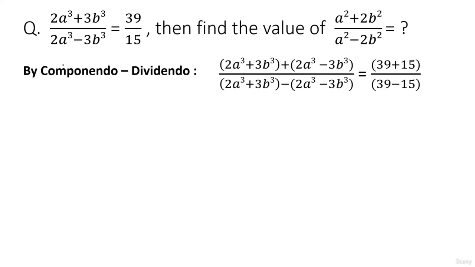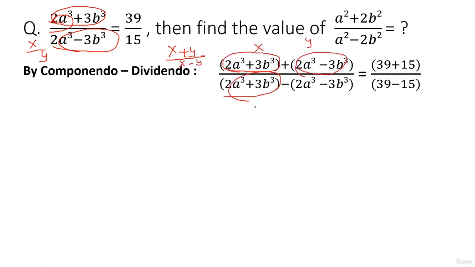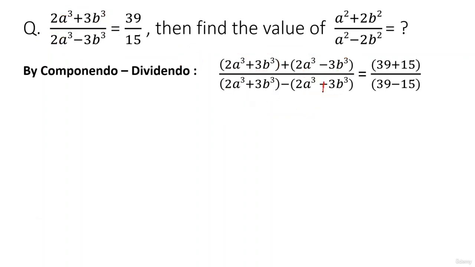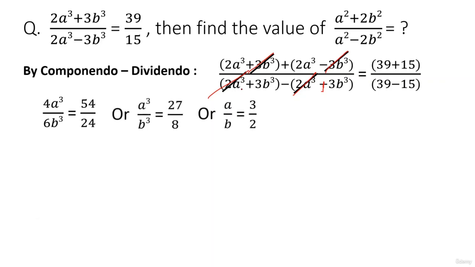So the first term you can assume as x, the upper term, and the lower term is y. X upon y is 39 by 15. By componendo dividendo, what I have done is I have written x plus y upon x minus y. So if you observe carefully, guys, this is x plus y and this is x minus y. Now guys, minus of minus will make it plus, right? So we have two terms getting cancelled in the numerator, 3b cube and minus 3b cube. In the denominator also minus 2a cube and plus 2a cube get cancelled out. So we are simply left with 4a cube upon 6b cube equals to 54 upon 24. Reducing it, you get a by b equals to 3 by 2.